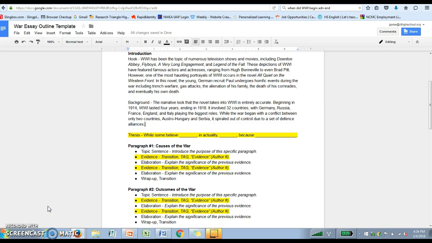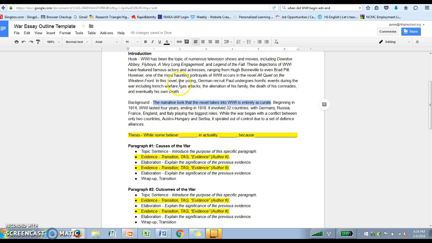So with the background, it does some important things. First, it starts with a transition that links what my hook was about to what my background is about. If you go straight from your hook to your background, your introduction will feel choppy and disjointed, and it really won't make sense when read together. So you want to make sure that you connect the two.